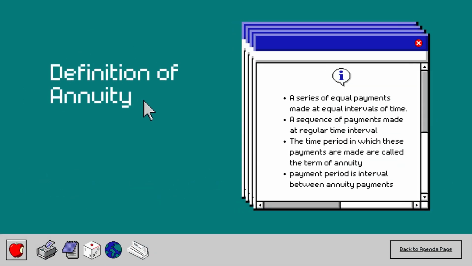First of all, let me start with the definition of annuity. Annuity is a series of equal payments made at equal intervals of time. Annuity is also a sequence of payments made at regular time intervals. The time period in which these payments are made is called the term of the annuity, while payment period is the interval between annuity payments.